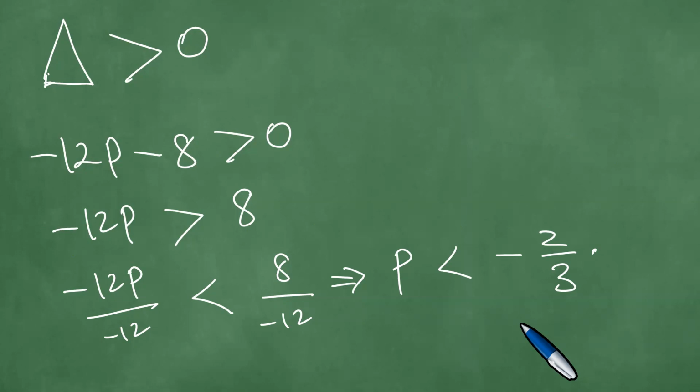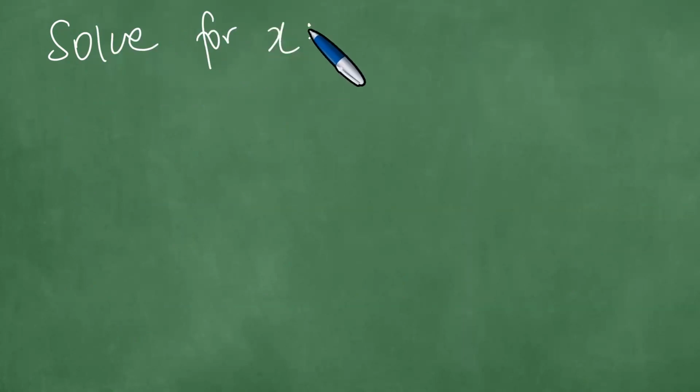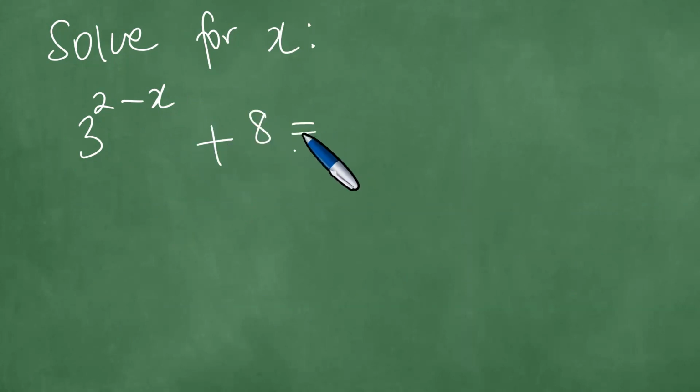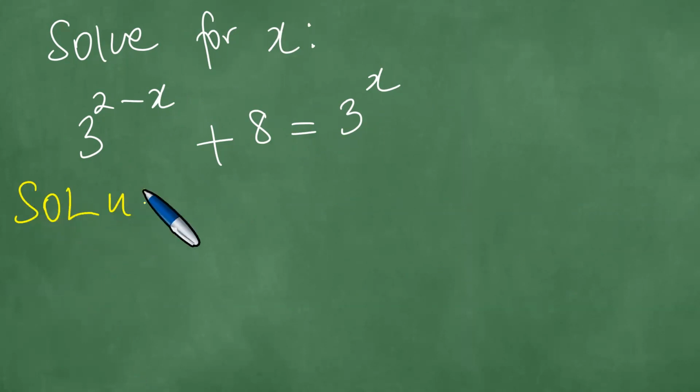Okay, we continue. Solve for x, given 3 to the power 2 minus x plus 8 equals 3 to the power x. Do this one quickly and share your solution to it, please.